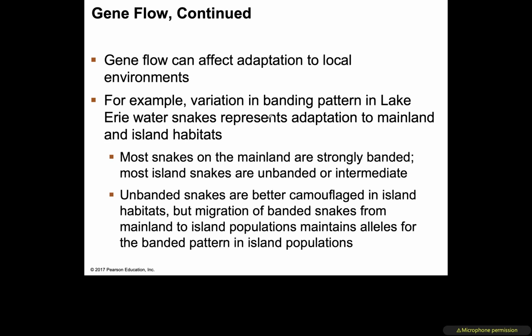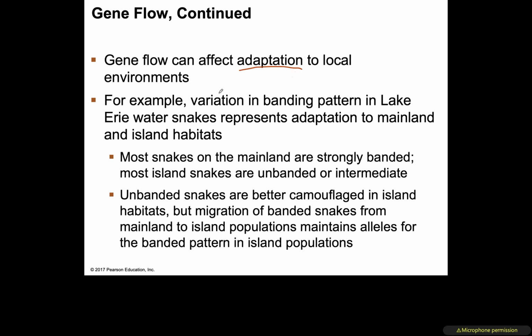And so we want gene flow within a population. That is important. Gene flow can affect the ability of a population to adapt to local environments. If you do not have enough gene flow, that can directly affect a population's ability to adapt to an environment, and that can be detrimental to a population.